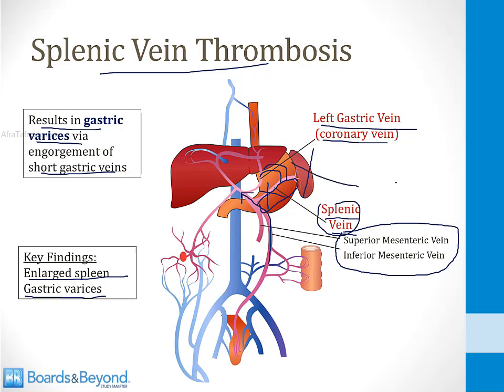As you know, we can survive without our spleens, and by taking away the spleen, you take away much of the blood that is draining into the splenic vein, and you relieve the engorgement of these short gastric veins.